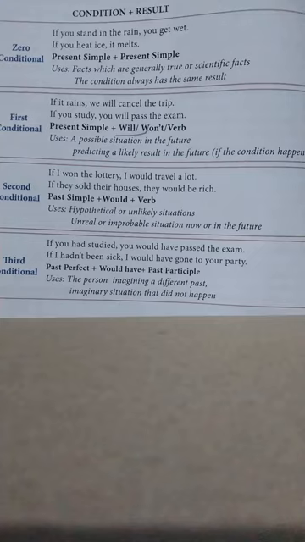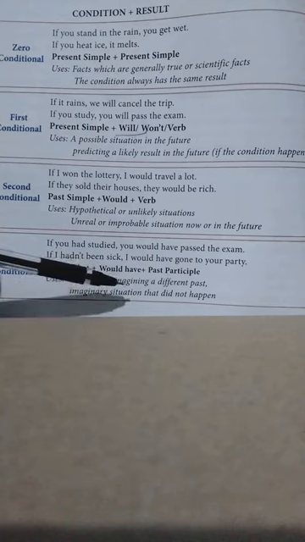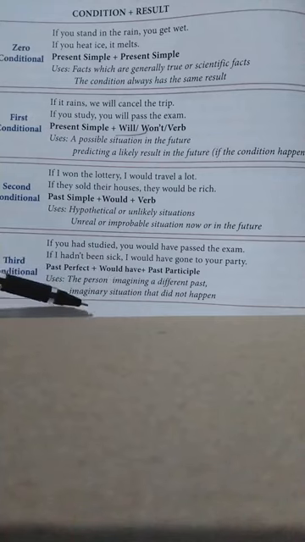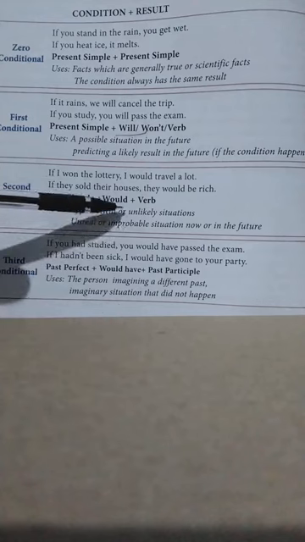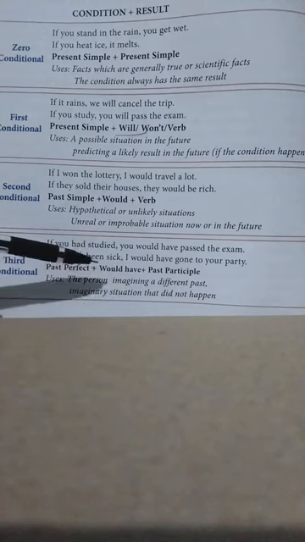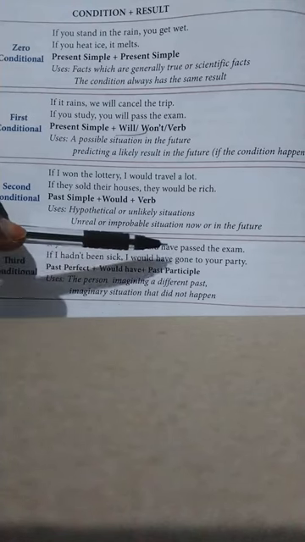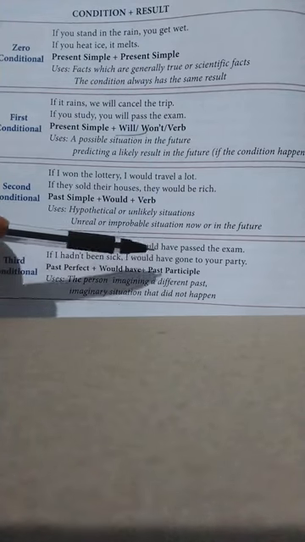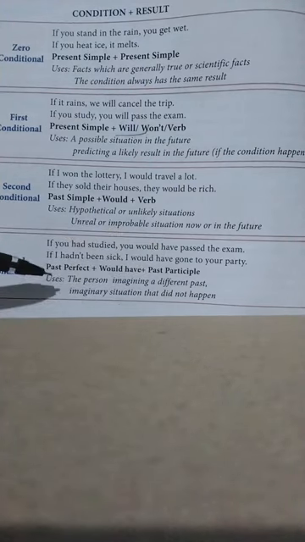What is the third conditional we have? The third conditional is the person imagining a different past, an imaginary situation that did not happen. See, here this may happen, but here it did not happen. If you had studied, you would have passed. You would have passed means this has not happened so far, but there is a chance it may also happen. What is the formula for this?